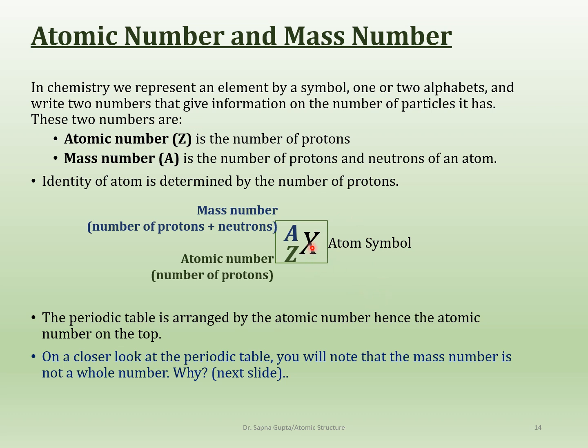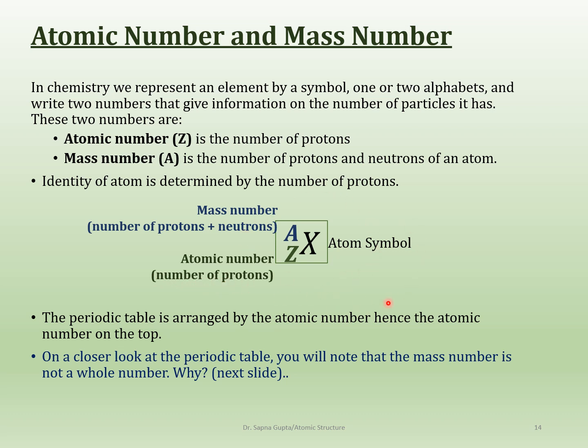Let's say you have an element X, whatever X is. The way we write these numbers is in the corners on the left-hand side, top and bottom. The top number is the mass number and the bottom number is the atomic number. If you forget which one goes where, just remember the larger number goes on the top. The mass number is the number of protons and neutrons, and the atomic number is the number of protons.